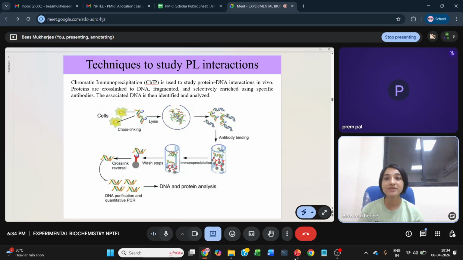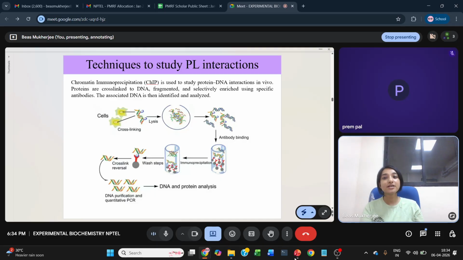But in ChIP, what happens, let's see. So chromatin immunoprecipitation, or ChIP, is used to study protein-DNA interactions in vivo. In vivo means within the organism, right? Within the body of the organism. So in vivo, it can be even within bacteria.